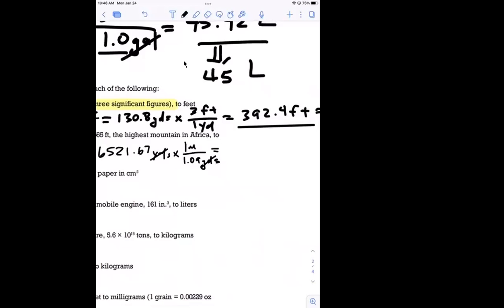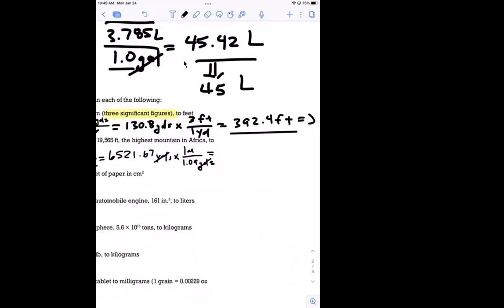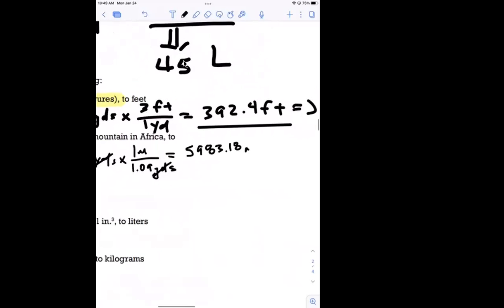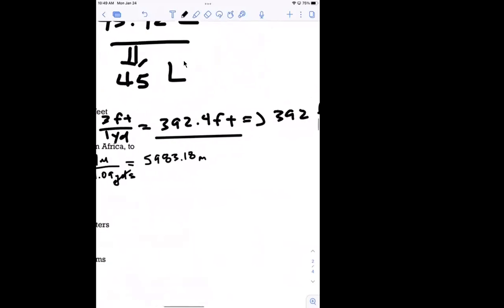Anybody? 6,521.67 divided by 1.09. All right. I got 5,983.18. Okay, great. That's in meters. Now we need to convert that into what? Kilometers. So 1 kilometer over 1,000 meters.